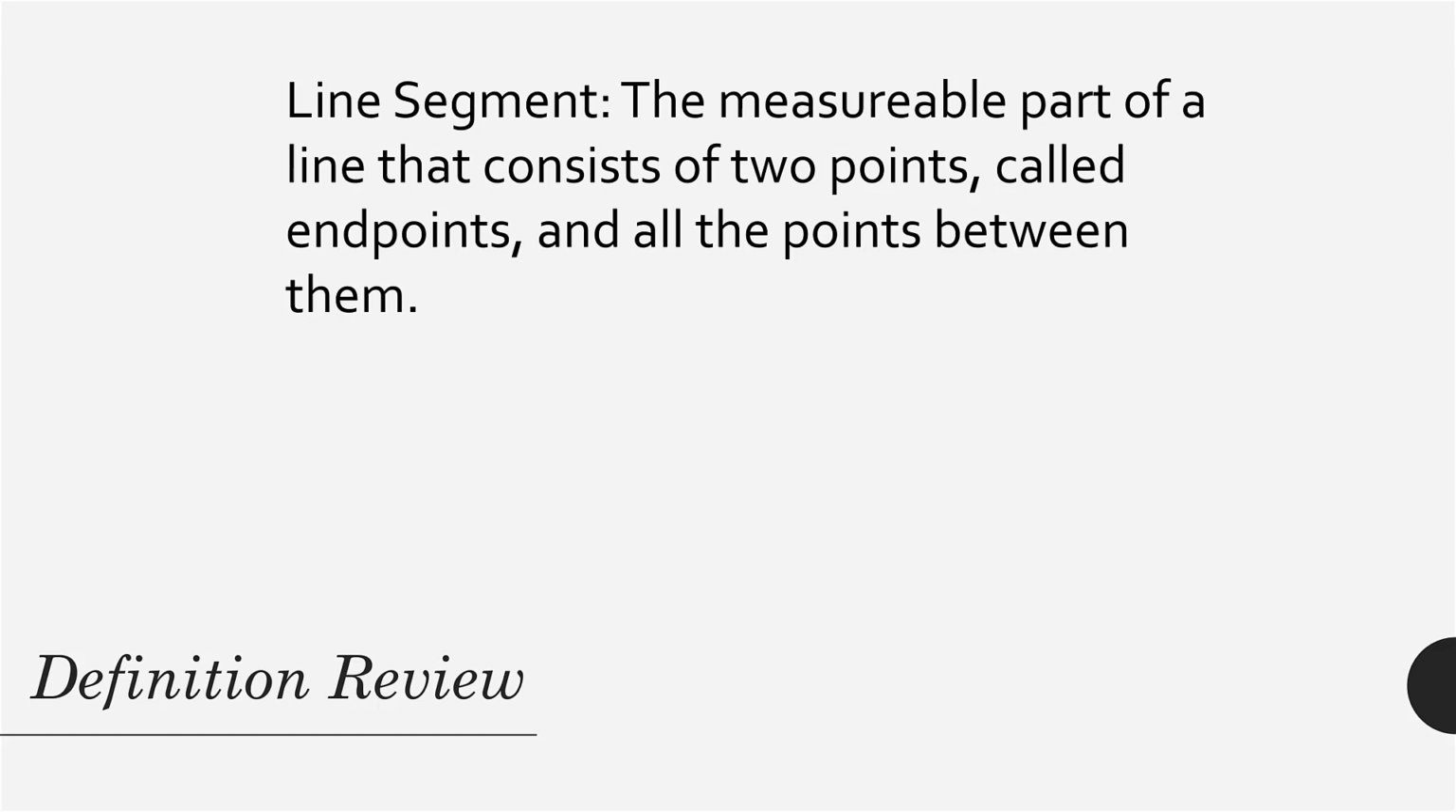A line segment is the measurable part of a line that consists of 2 points, called the endpoints, and all the points between them. So if I have a line, okay, here's a line, I have 2 points on that line, X and Y. A segment would be just this space between it. So effectively, it'd be like getting rid of these arrows on the end and just ending it at X and Y. And that's what we're going to be looking at a lot of today, are different types of segments.